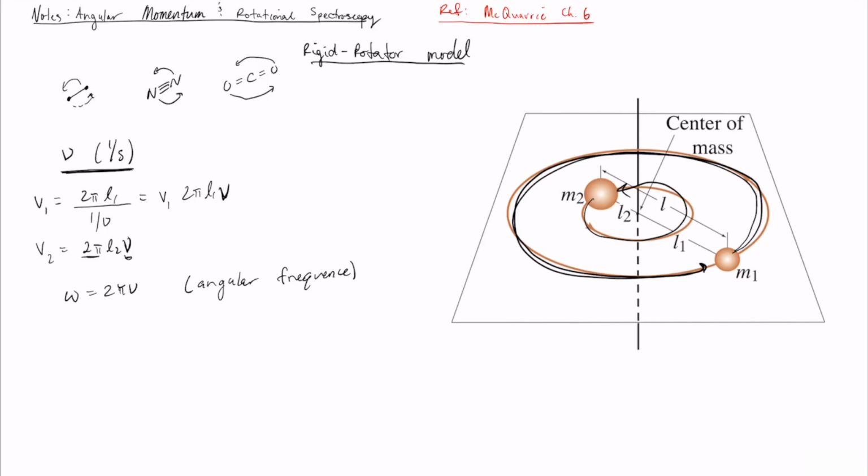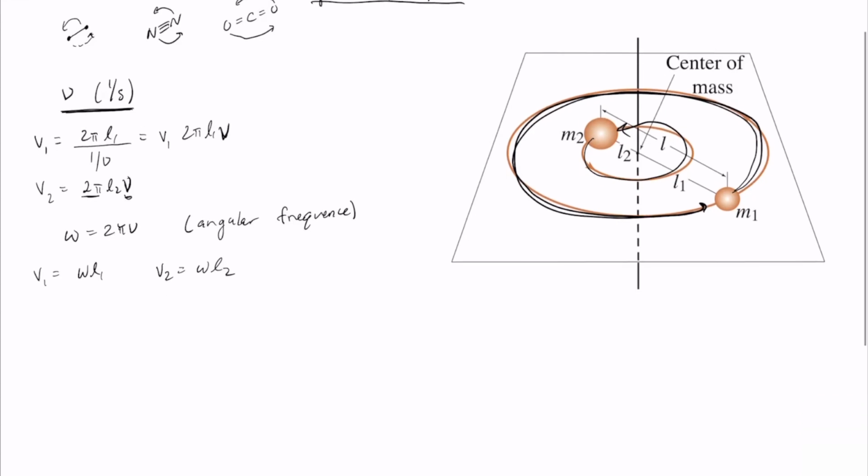Okay, so now we can rewrite this as V1 is equal to omega L1, and V2 is equal to omega L2. Okay, so what can we do with this? So now what we do is remember that the kinetic energy for a set of two particles, let's call it T, is equal to the sum of the kinetic energies of the individual particles.